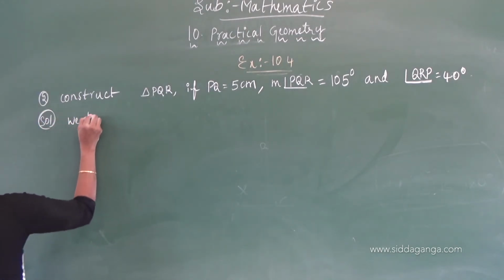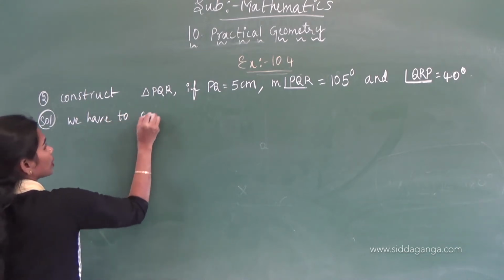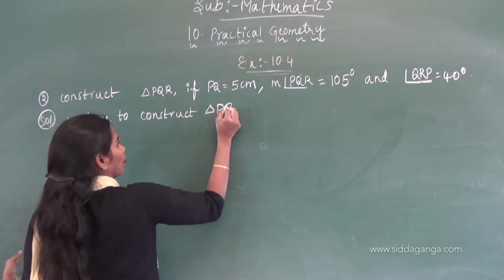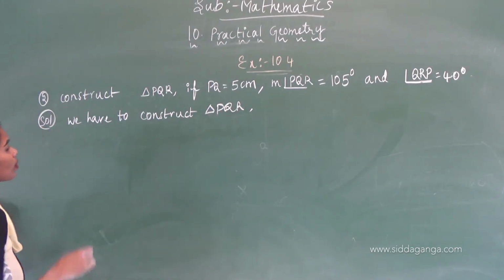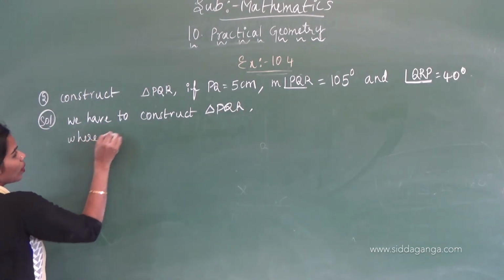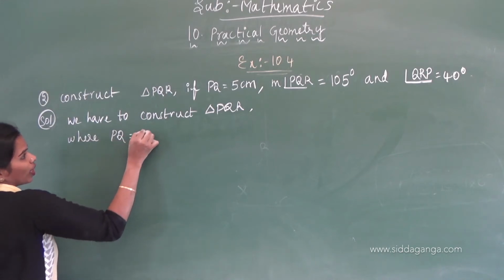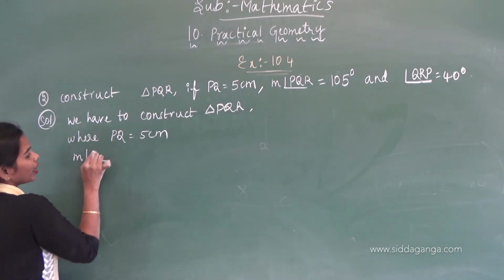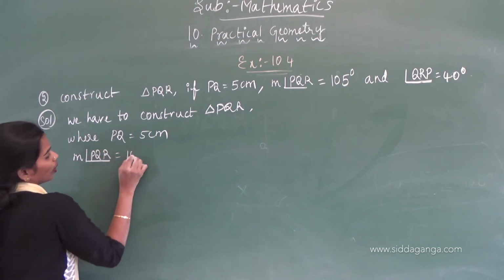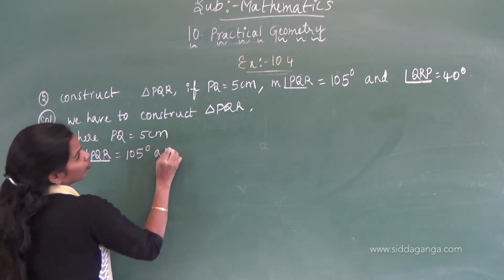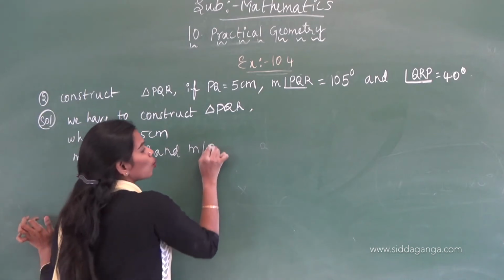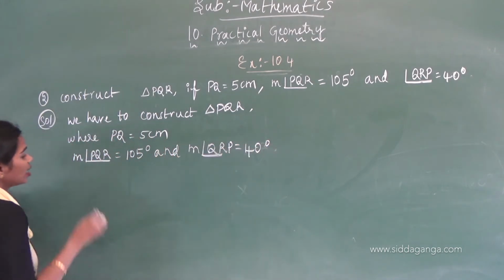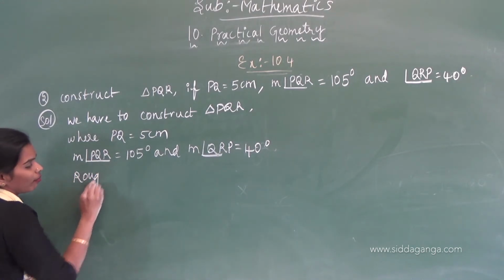We have to construct triangle PQR where PQ equals 5 centimeters and the measures are also given. Measure of PQR equals 105 degrees and measure of QRP is 40 degrees. First, just blindly draw the rough diagram.